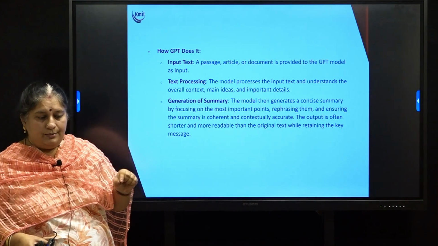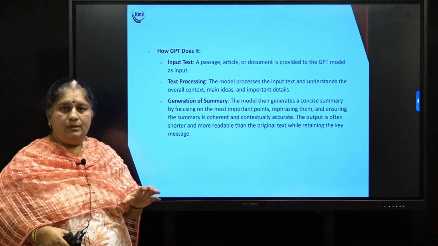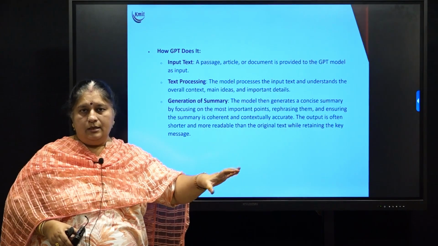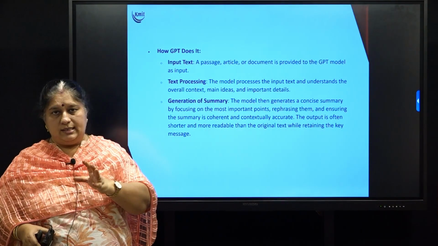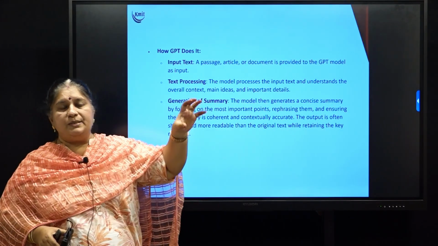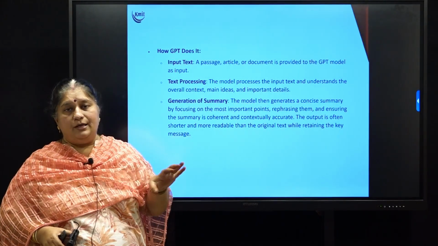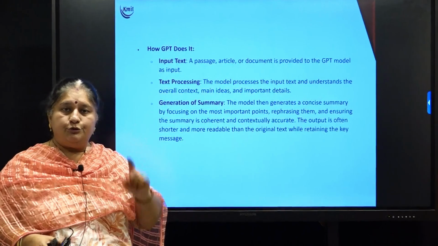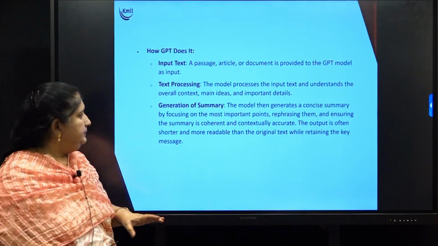Say for example, I am talking on the personal habits of somebody, right? When it is trying to generate the summary, it should not leave the context. In the original one I have talked about the personal habits or hobbies of someone, that should not be deviated. In the summary also it should talk about the habits and hobbies. The context should not be lost.